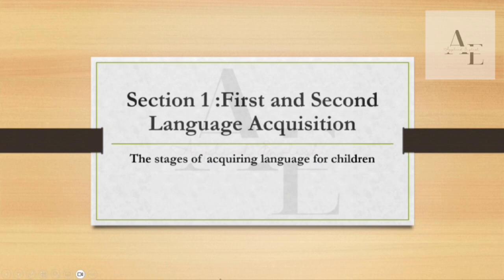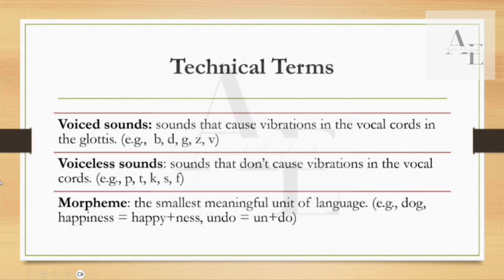We're gonna start with our first section, first and second language acquisition. And our topic is gonna be about the stages of acquiring language for children. But before we start, I want to talk about some technical terms. You may know them if you're majoring in English or linguistics, but just in case, let's go over them quickly.